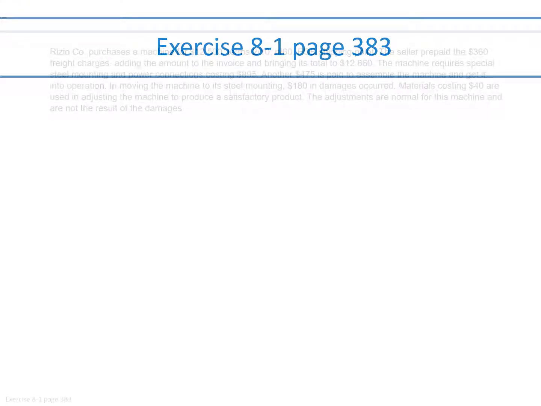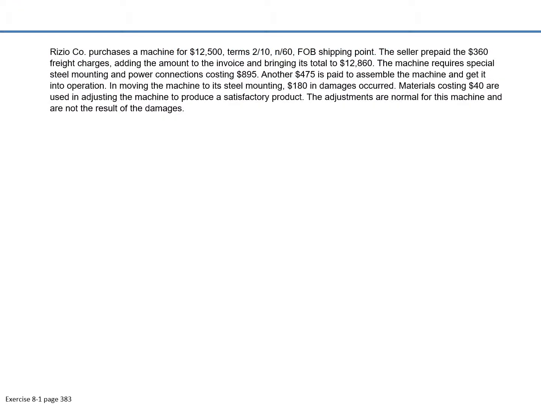All right, exercise 8.1. Rizzo Company purchased a machine for $12,500, terms 2/10 net 60, FOB shipping point. They paid $360 for freight, adding to the invoice, bringing its total to $12,860. The machine requires special mounting and connections for $895. Another $475 is paid to assemble the machine. In moving the machine to its steel mounting, $180 worth of damages incurred. Materials costing $40 are used to adjust the machine to produce satisfactory product. The adjustments are normal for this machine and are not a result of the damages.